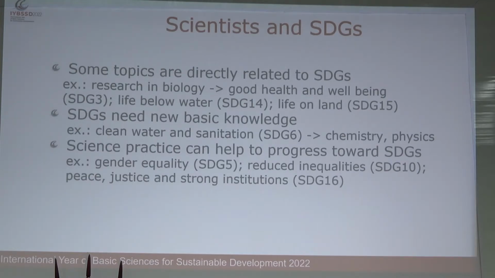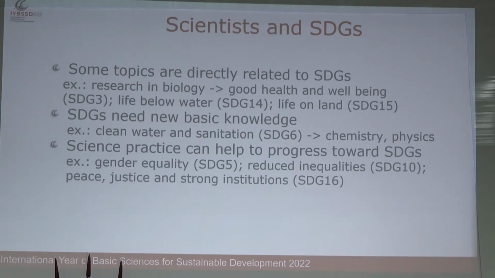On the other hand, to progress towards the SDGs we need new basic knowledge. If we want, for instance, clean water and sanitation for everybody on the planet, that is SDG 6, we need new knowledge in chemistry, in physics, most probably in biology, and perhaps also in anthropology and sociology, to know how to implement all the discoveries.